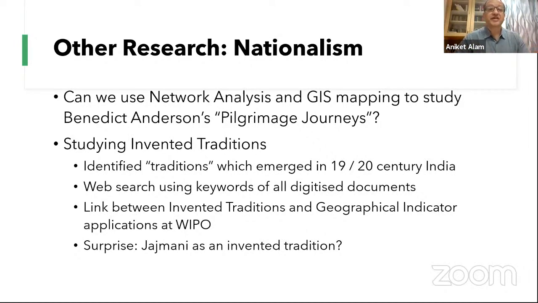What we found very interesting was a link between invented traditions and geographical indicator applications at the WIPO. Most of those who are applying, whether it's Darjeeling tea or Rasagulla or various other things, are all invented traditions, which we are now claiming as a form of geographical indicator. There are fights between states in India. India is fighting with Pakistan and Nepal over basmati rice, and so on. All of these are in some ways invented tradition.